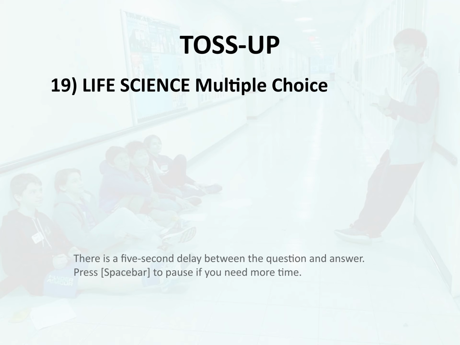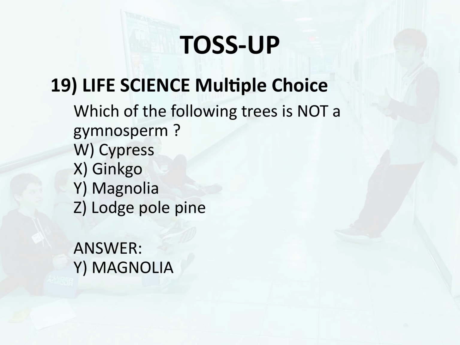Toss-up 19. Life science. Multiple choice. Which of the following trees is not a gymnosperm? W. Cypress. X. Ginkgo. Y. Magnolia. Z. Lodgepole pine. Answer: Y. Magnolia.